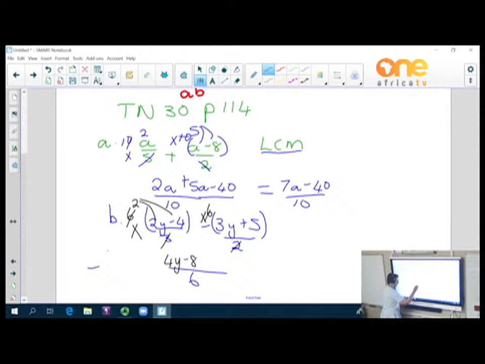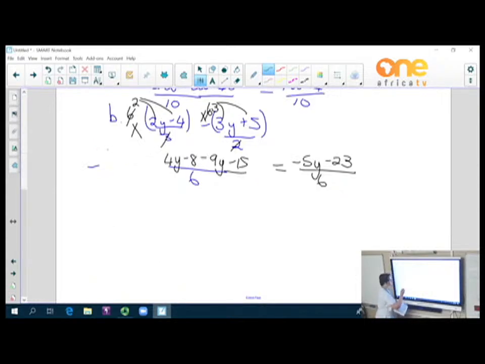Here, if you cancel, multiply with each one. Remember, there's a negative in front here. So it's negative 9y, negative 15. And the final answer, if I add my like terms, is negative 5y minus 23 over the LCM. I must keep that LCM every time. Number C.